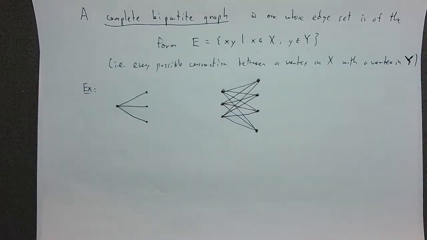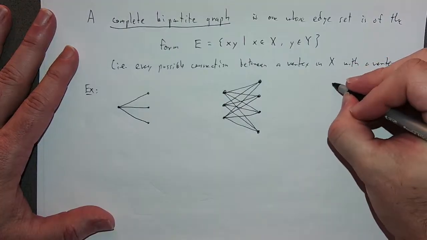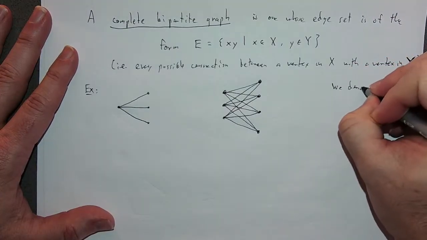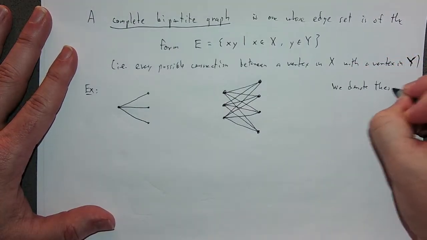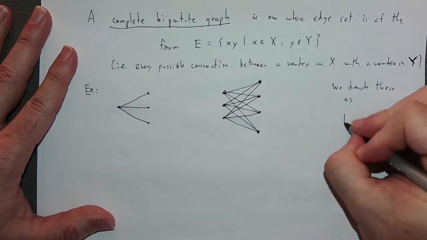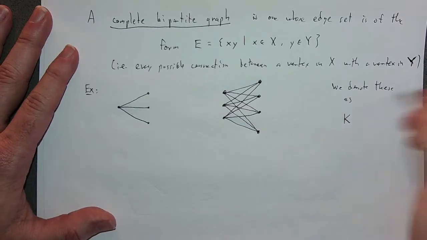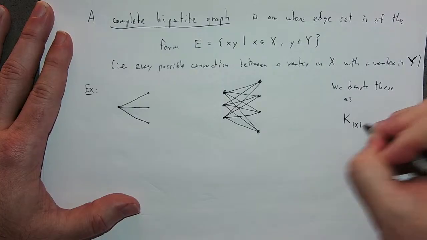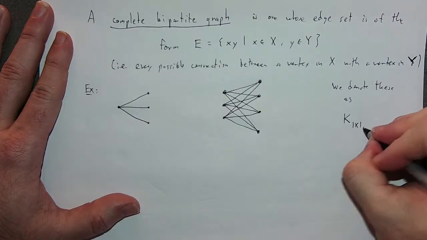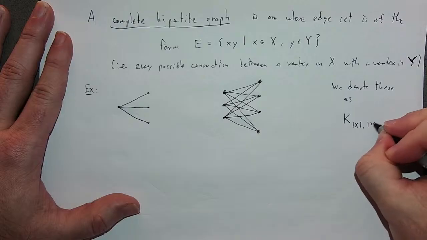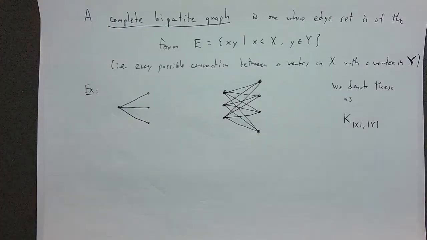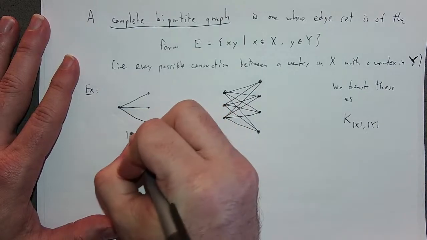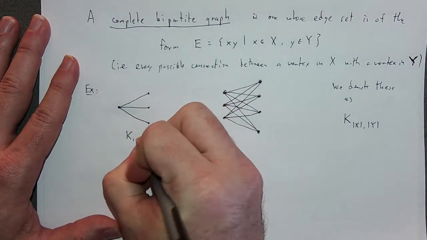Okay, we have a way of denoting this. We denote these graphs as K, so we're using the same symbol as we do for complete graphs, but as multi-indices, we have the cardinality of the X partite set and the cardinality of the Y partite set. So this would be K_{1,3}. This is known as the claw.